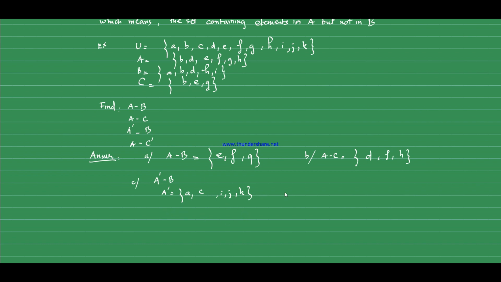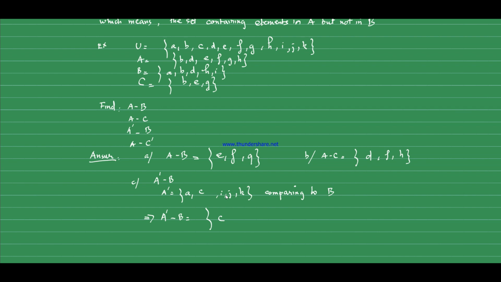Then we compare this to set B, which is in this but not in B. So we end up with the complement of A minus B, which is in the complement of A but not in B. So it should be C, in A prime but not in B. So it should be C.